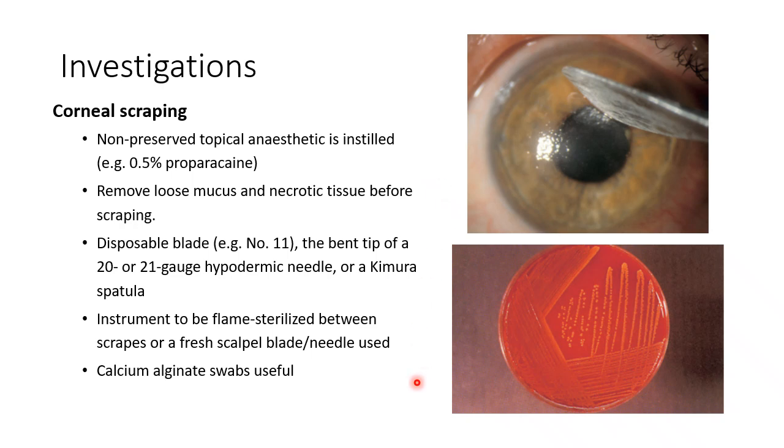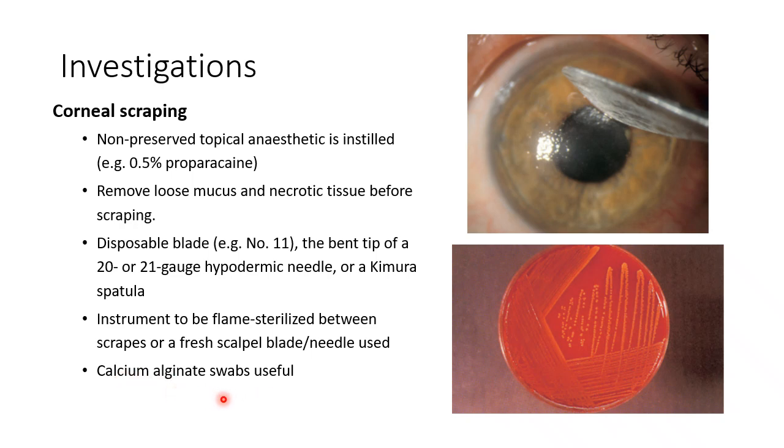Also, if you need to do a repeated scraping, for example, when you have to plate it on different media, you should have a different pass over the ulcer each time. And in between the scrapings, you must sterilize the instrument. If using the same instrument, you have to flame sterilize it or use a fresh scalpel blade or needle for each pass. Sometimes calcium alginate swabs, which are commercially available, may be useful.